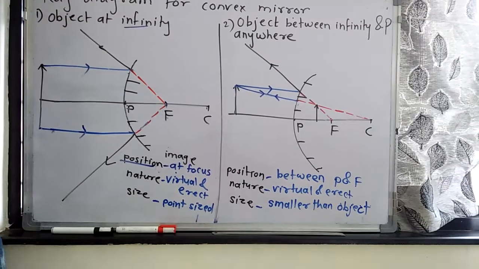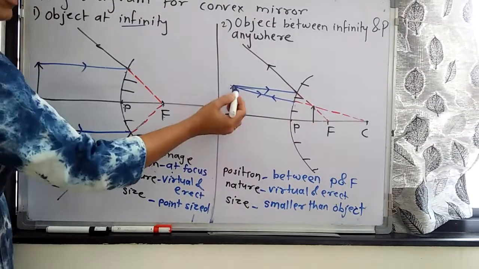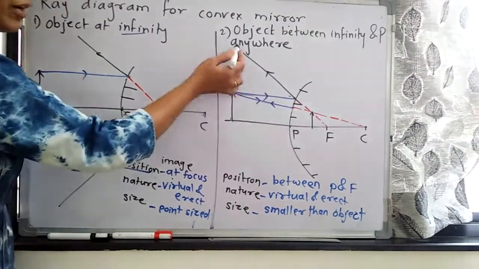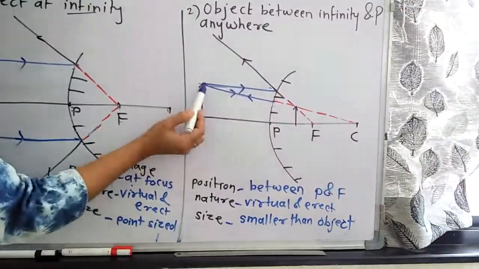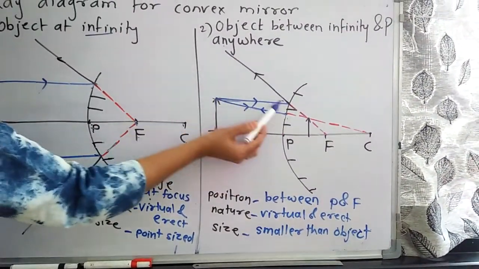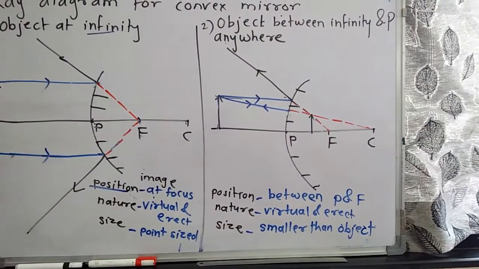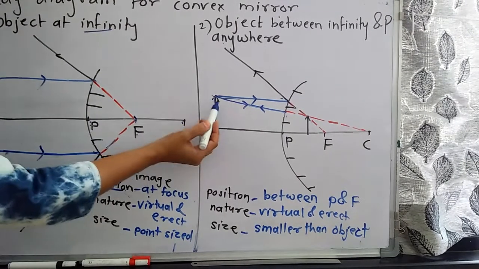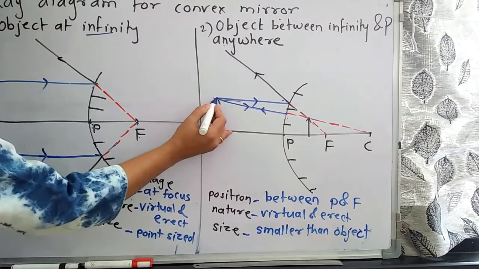Now what is the first rule? First ray parallel to the principal axis and it gets diverged. This is the incident ray parallel to the principal axis. It gets diverged, but it appears to be coming from the focus. So this is the incident ray, this is the reflected ray and it appears to be coming from the focus. And how does the second ray go? The second ray goes according to the second rule, that the second ray is going toward the center of curvature. So this is the second ray.